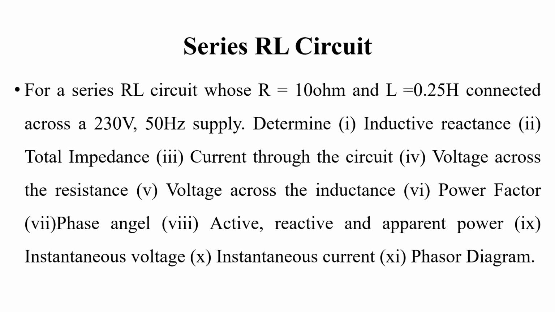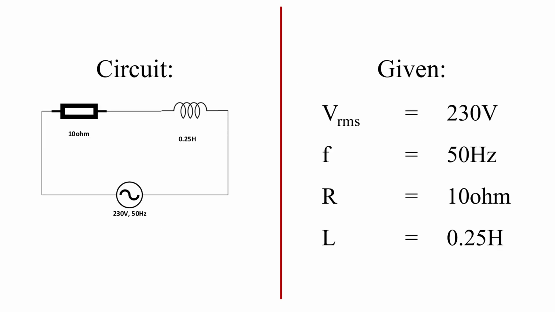For a series RL circuit whose R equal to 10 ohm and L equal to 0.25 Henry connected across a 230 volt, 50 hertz supply. Determine the inductive reactance, total impedance, current through the circuit, voltage across resistance, voltage across inductance, power factor, phase angle, active, reactive and apparent power, instantaneous voltage, instantaneous current and phasor diagram.